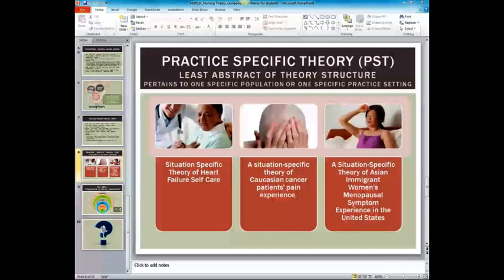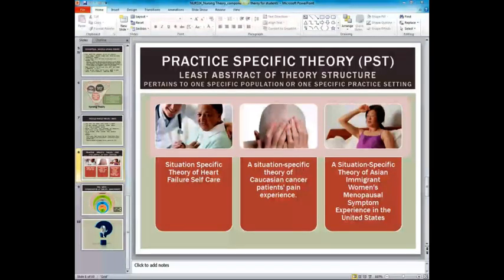So the first situation-specific or practice-specific theory that I'm noting here is the situation-specific theory of heart failure self-care. It doesn't have to do with how a nurse manages heart failure in the hospital. It doesn't have to do with the medications that a care provider gives the patient. What it has to do with is the patient's self-care when they have heart failure. Very specific diagnosis, very specific context.